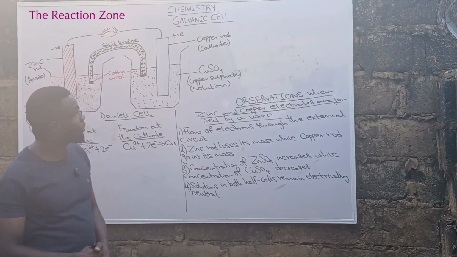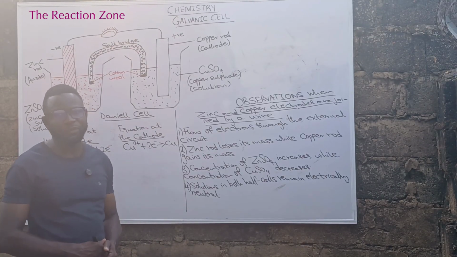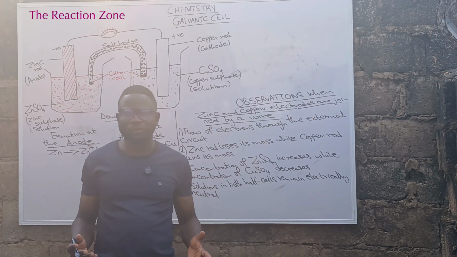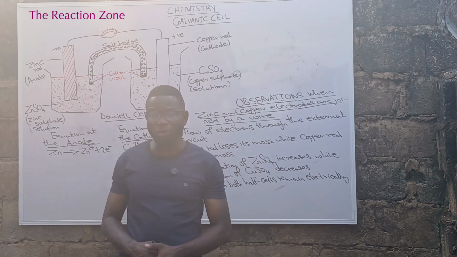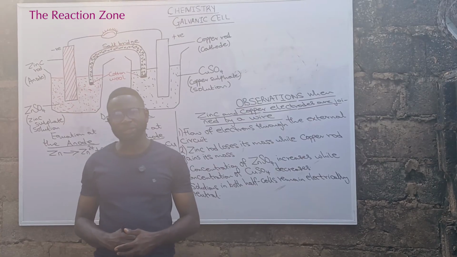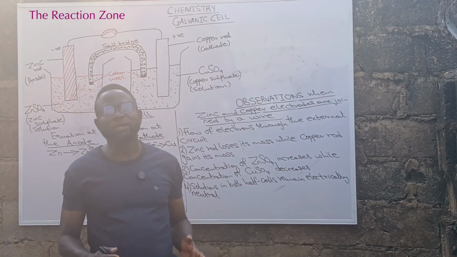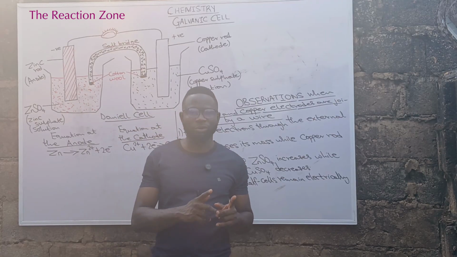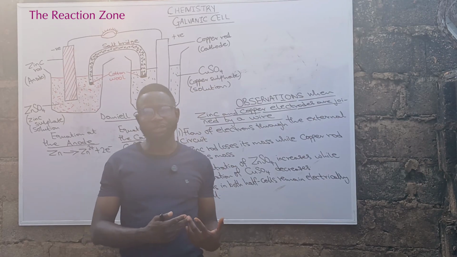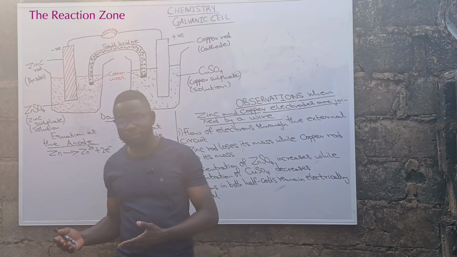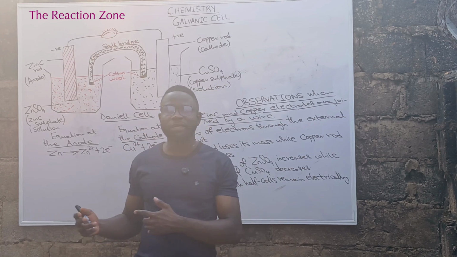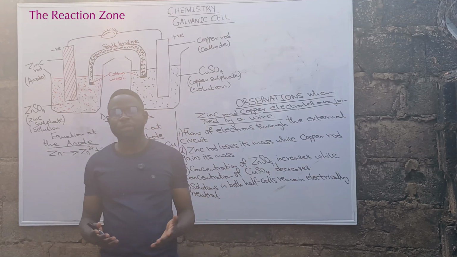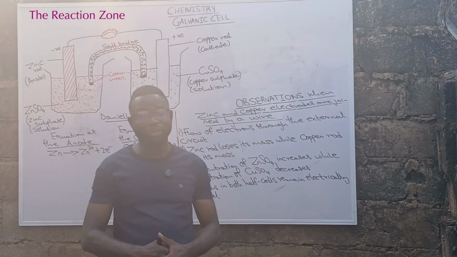In today's lesson we're going to look at a galvanic cell. But before that, we're going to recall our previous knowledge on electrochemical cells. Electrochemical cells are devices that are either used to convert electrical energy into chemical energy or to convert chemical energy into electrical energy. There are two types of electrochemical cells.